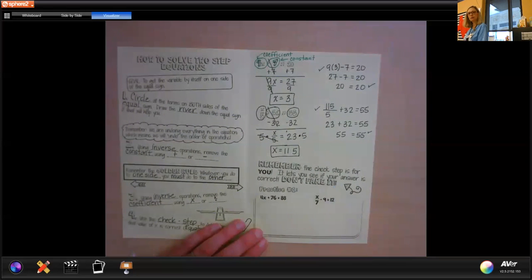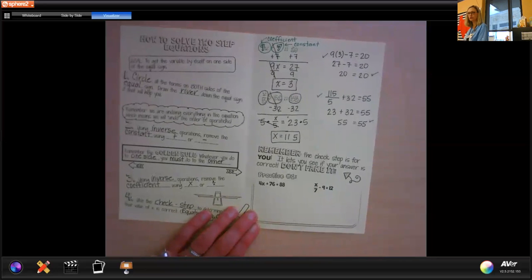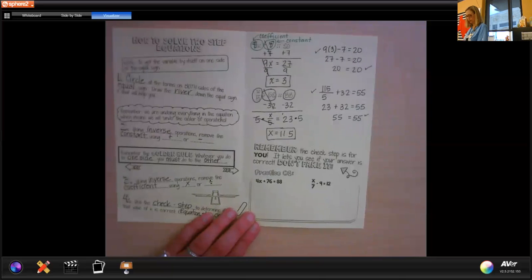Hey, remember the check step is for you. It lets you see if your answer is correct, so don't fake it. Actually do go through with your check step. Let's do some practice problems.